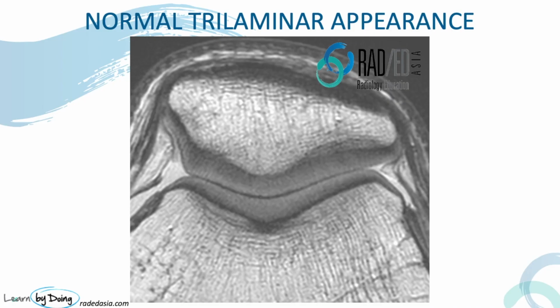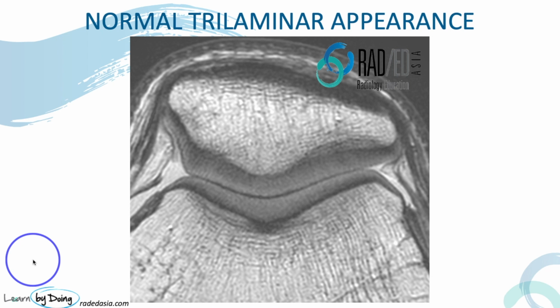We're talking about the normal appearance of cartilage today, and this will depend to an extent on what sequence you're using. We will be talking about proton density sequences, but the general rules that we're going to talk about will apply to other sequences as well. And how well you see these changes also depends on the thickness of the cartilage. And we'll be using the patellofemoral joint, so it's a bit more visible and obvious.